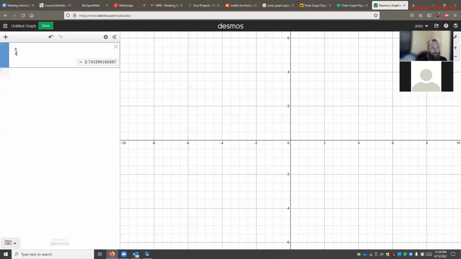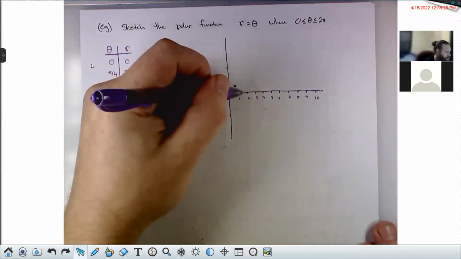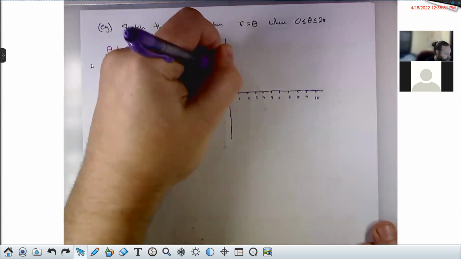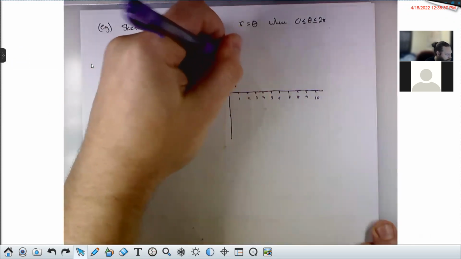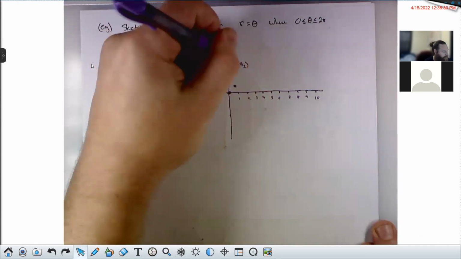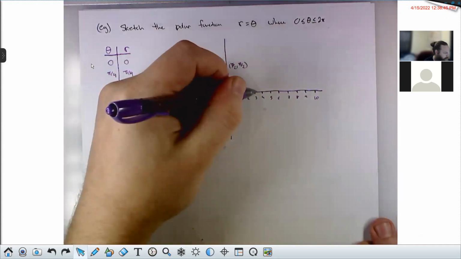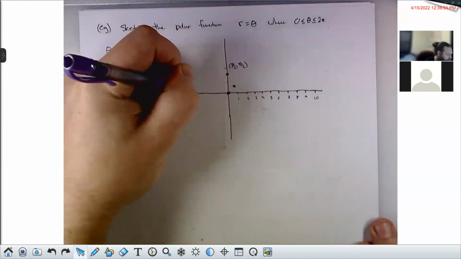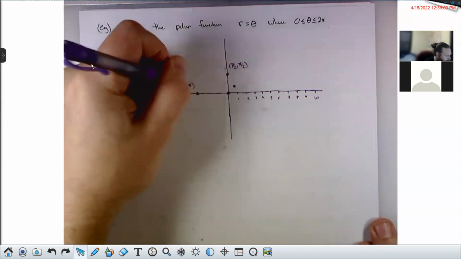When theta is pi over 2, r is pi over 2. It's about 1.5. Okay, so I'll walk out to 1.5 and I'll rotate up by pi over 2. Here's the polar point, pi over 2, comma, pi over 2. When theta is pi, that's a little bigger than 3. r should also be pi. So I'm going to walk out here to pi and then rotate around by pi. It'll put me about here. This is the polar point pi, comma, pi.